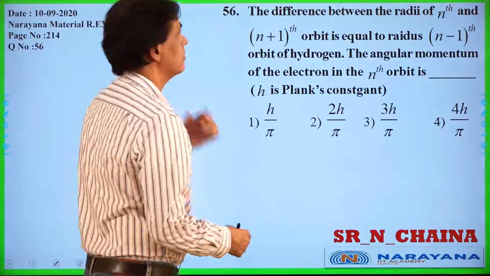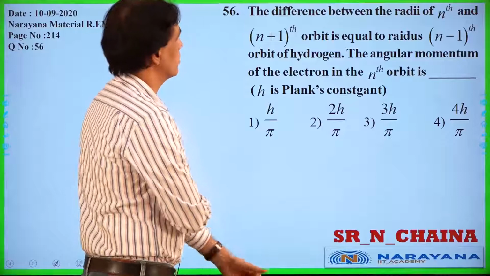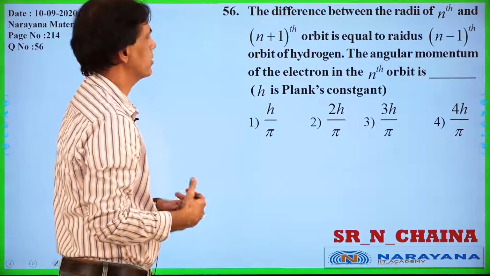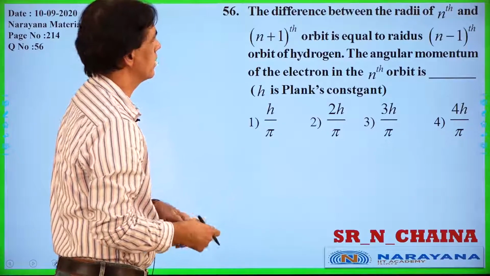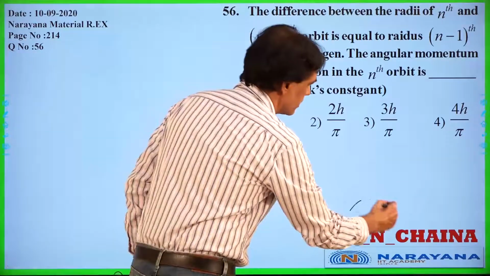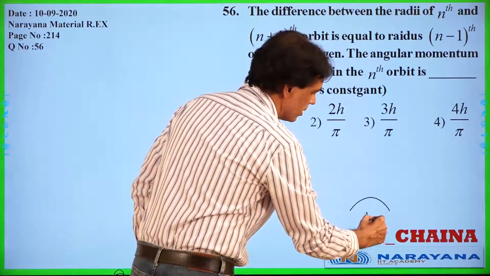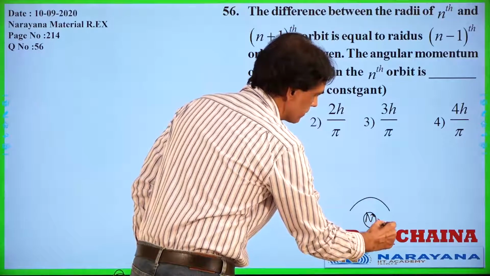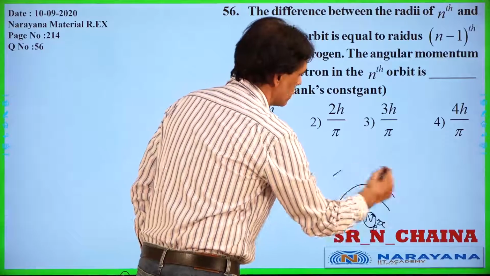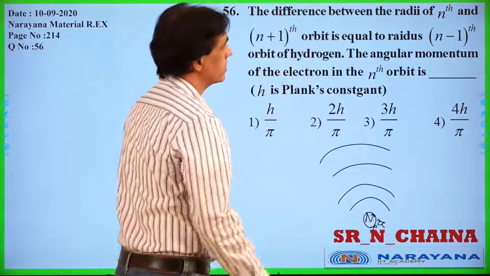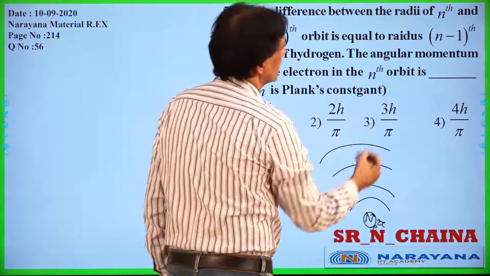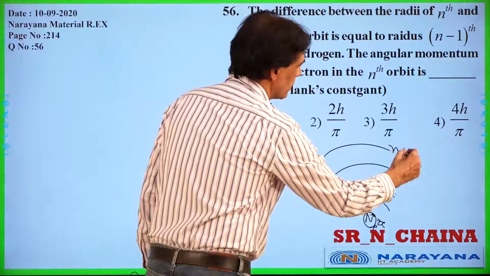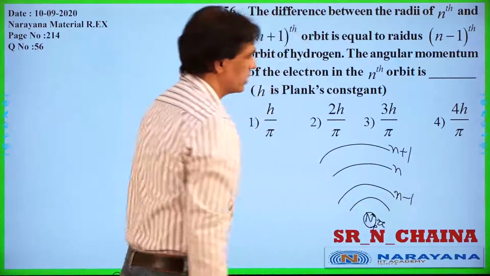See, the difference between radii of nth and n plus 1th orbits is equal to radius of n minus 1th orbit of hydrogen. So in case of hydrogen atom, let this be the nucleus, plus Ze. So these are the orbits. The first one is given as nth and n plus 1th, right? Suppose this is nth, this is n plus 1, and what about this? n minus 1. These are the orbits.